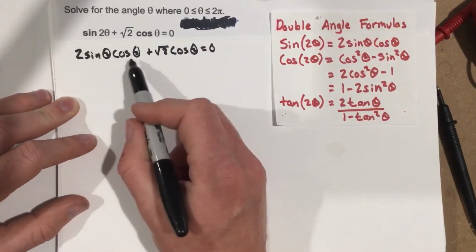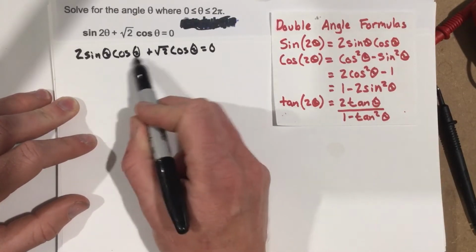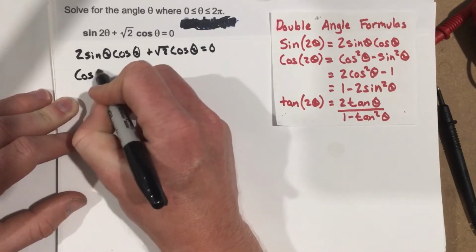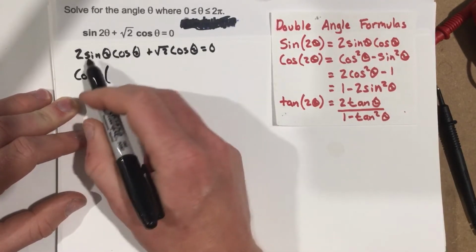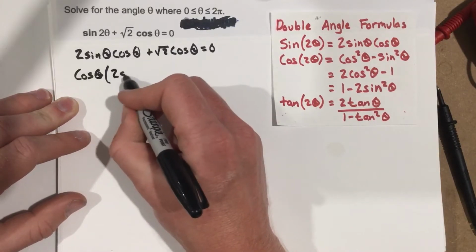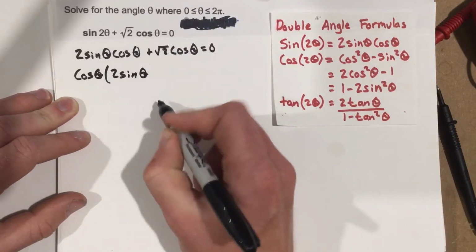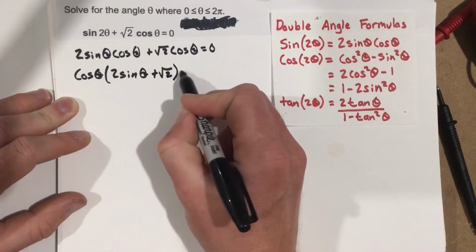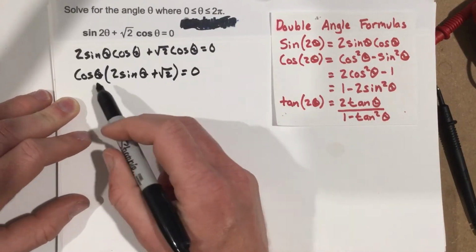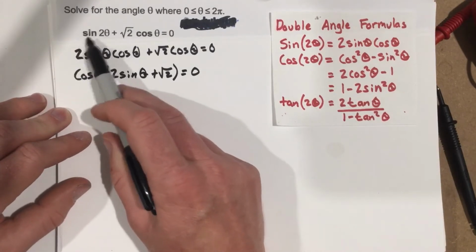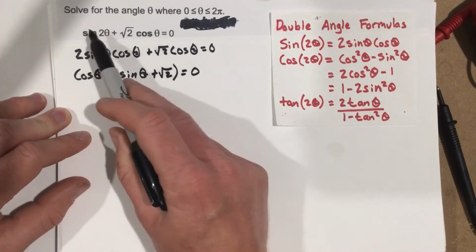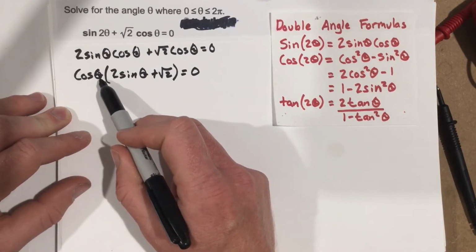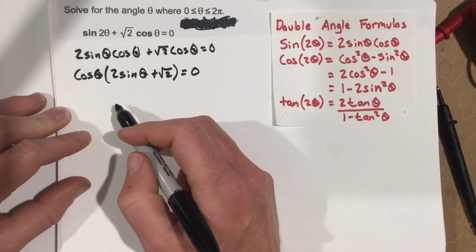And then we're going to go ahead and factor out the cosine theta like I talked about. So we take cosine theta out. So we get cosine theta, and what's left is just 2 sine theta plus root 2 equals 0. You can see now, although I didn't change the sine into a cosine or a cosine into a sine completely, I am now in a spot where I have the zero product property. So this actually gets us to a spot where we can solve it.